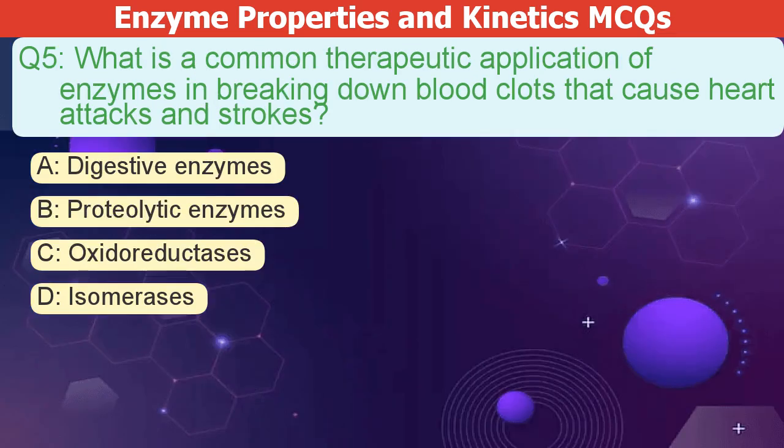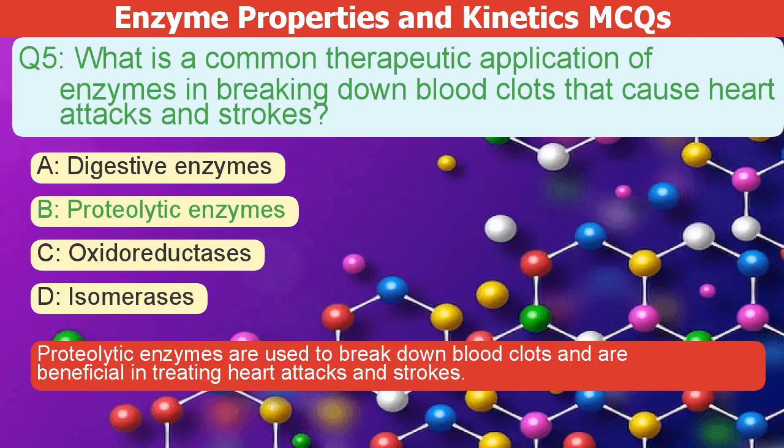What is a common therapeutic application of enzymes in breaking down blood clots that cause heart attacks and strokes? A. Digestive enzymes. B. Proteolytic enzymes. C. Oxidoreductases. D. Isomerases. The correct answer is B. Proteolytic enzymes break down blood clots. They're beneficial in treating heart attacks and strokes.